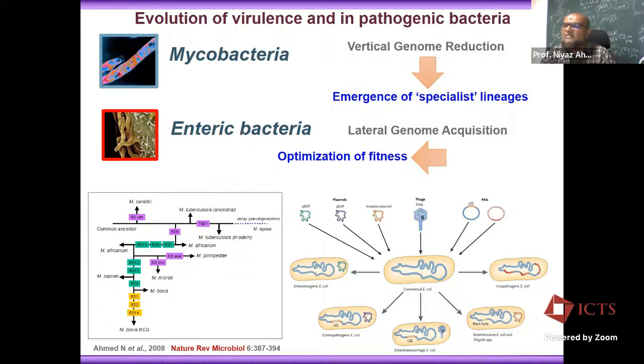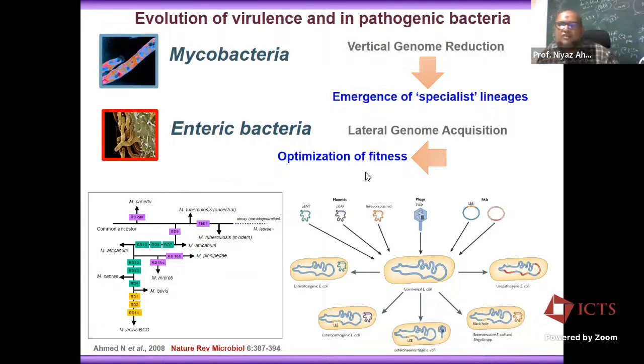Why they are specialist is that each of these lineages is then tailored to a particular destination host. For example, Mycobacterium tuberculosis is for humans. Bovis is for the cattle. And Mycobacterium microti is for the voles and rodents. Mycobacterium caprae is for the goats. Mycobacterium pinnipedii is for seals.